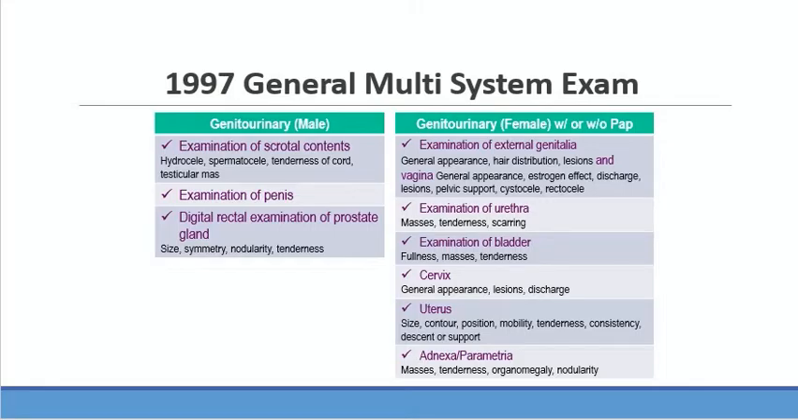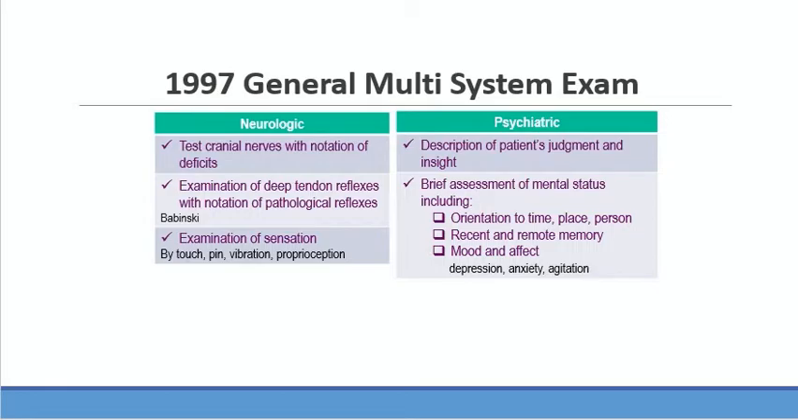Genitourinary exam has separate exams for males and females. For men, the bullets consist of exam of the scrotal contents, penis, and digital rectal exam of the prostate. For women, there are bullets for exam of the external genitalia, which includes the vagina, exam of the urethra, bladder, cervix, uterus, adnexa, and parametria. Neuro has bullets for cranial nerves, reflexes, and sensation. And psychiatric has bullets for judgment, orientation to time, place, and person, memory, and mood and affect.